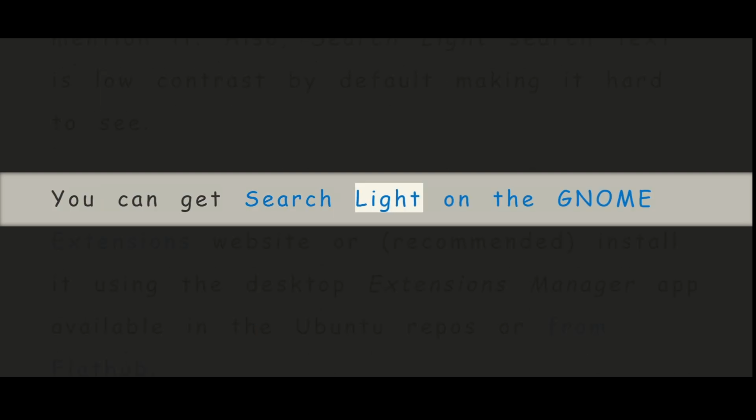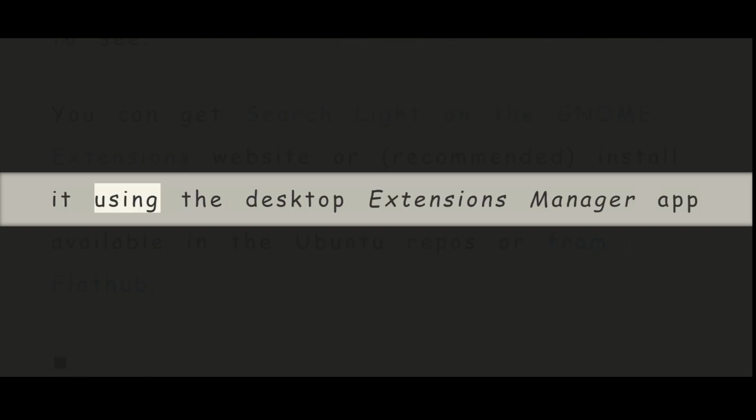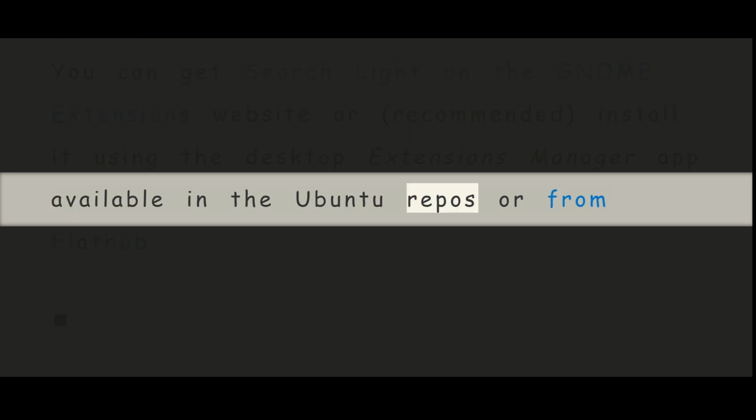You can get Searchlight on the GNOME Extensions website or, recommended, install it using the Desktop Extensions Manager app available in the Ubuntu repos or from Flathub.